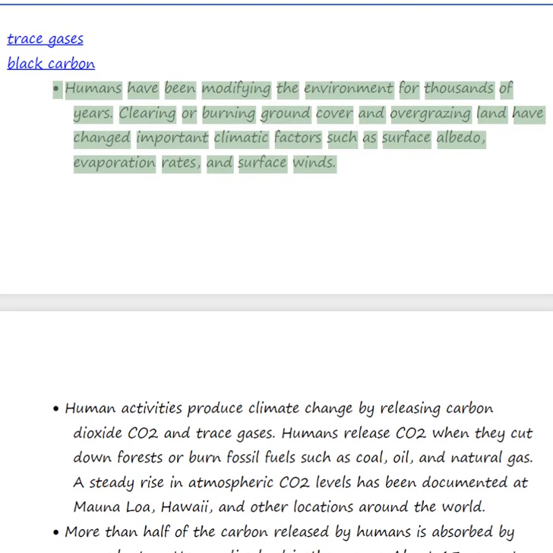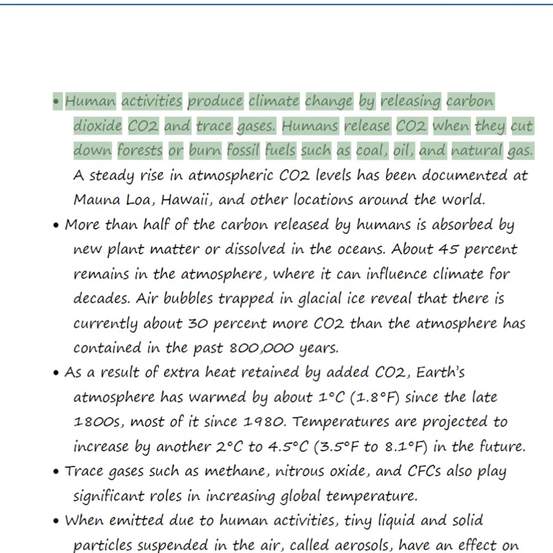Humans have been modifying the environment for thousands of years. Clearing or burning ground cover and overgrazing land have changed important climatic factors such as surface albedo, evaporation rates, and surface winds. Human activities produce climate change by releasing carbon dioxide, CO2, and trace gases. Humans release CO2 when they cut down forests or burn fossil fuels such as coal, oil, and natural gas.